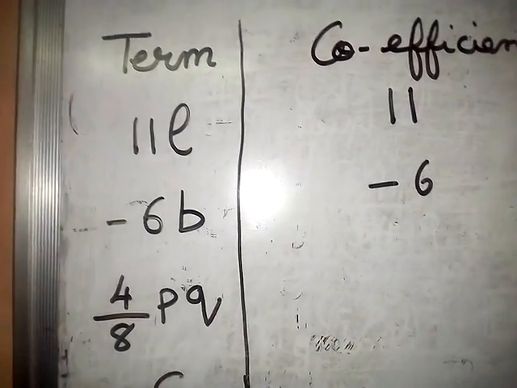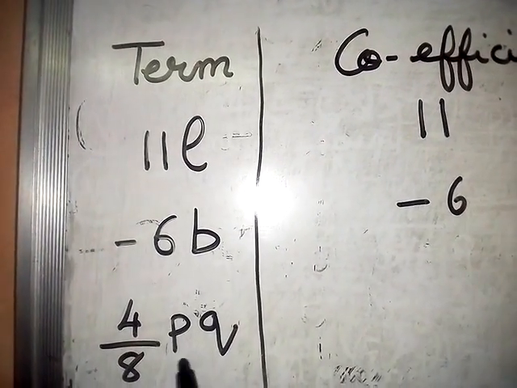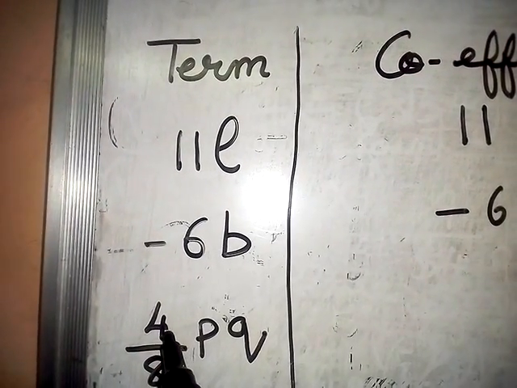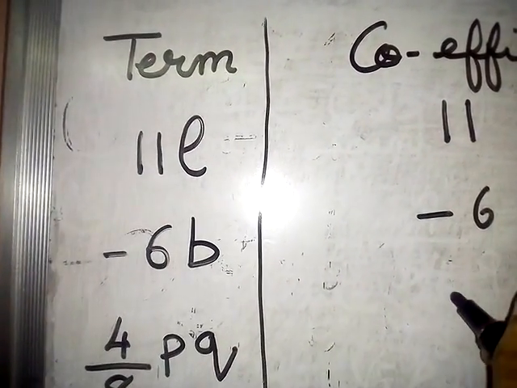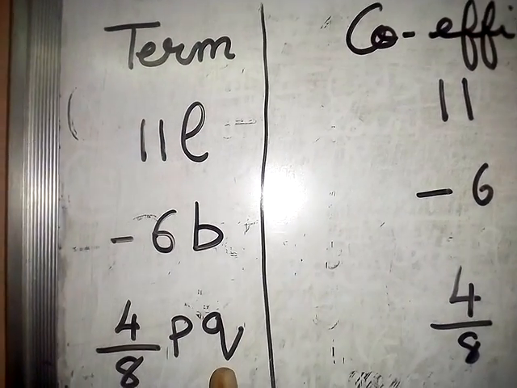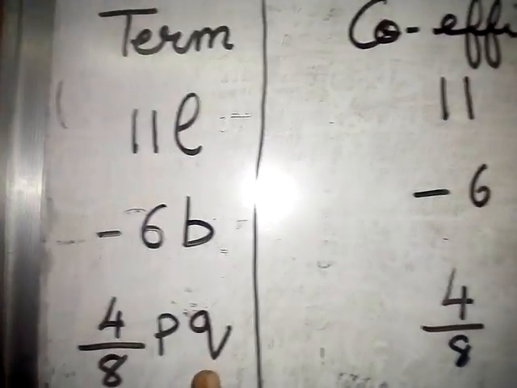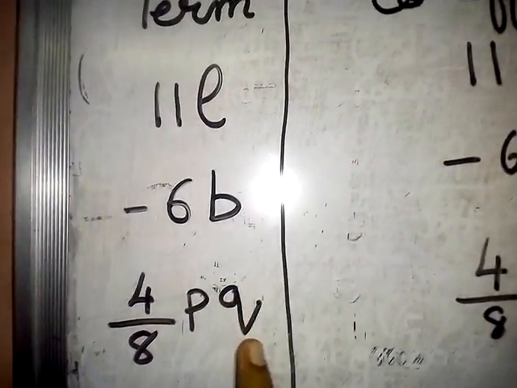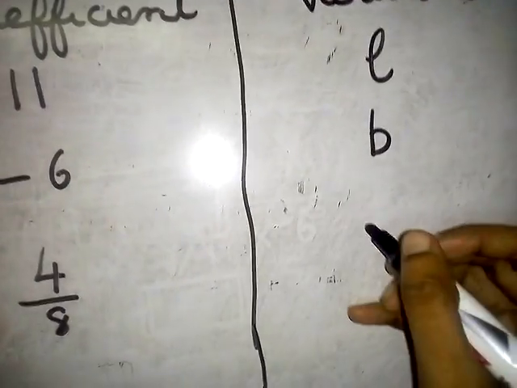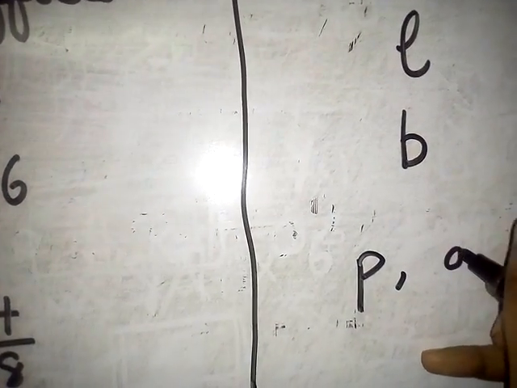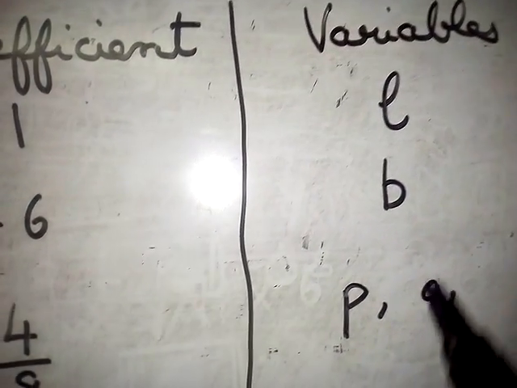Next one, 4 upon 8 pq. You have a fraction here with numerator and denominator. 4 upon 8 is the coefficient. You have two variables here. If you have two variables, you have to put a comma and write them. Which are the variables? P and Q. So the variables are P, Q.